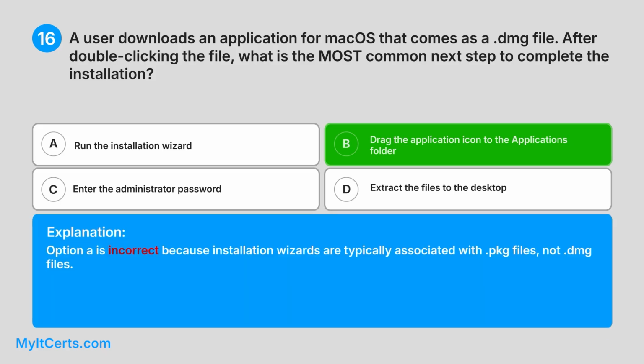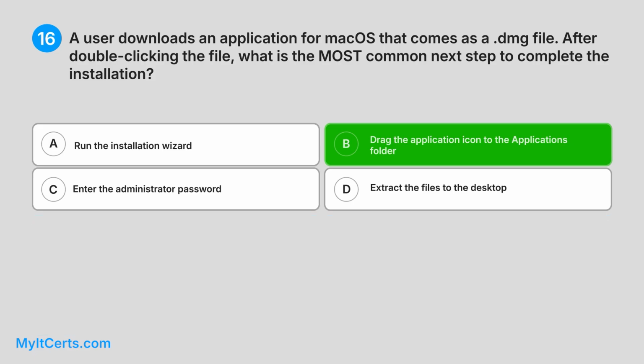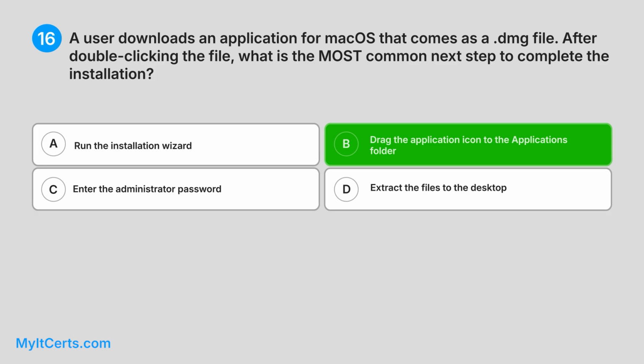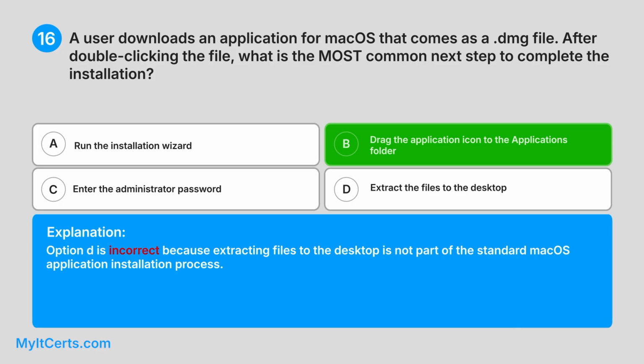Option A, Run the installation wizard, is incorrect because installation wizards are typically associated with .tpkg files, not DMG files. Option C, Enter the administrator password, is incorrect because while administrator authentication might be required for some installations, it's not the immediate next step after opening a DMG file. Option D, Extract the files to the desktop, is incorrect because extracting files to the desktop is not part of the standard macOS application installation process.